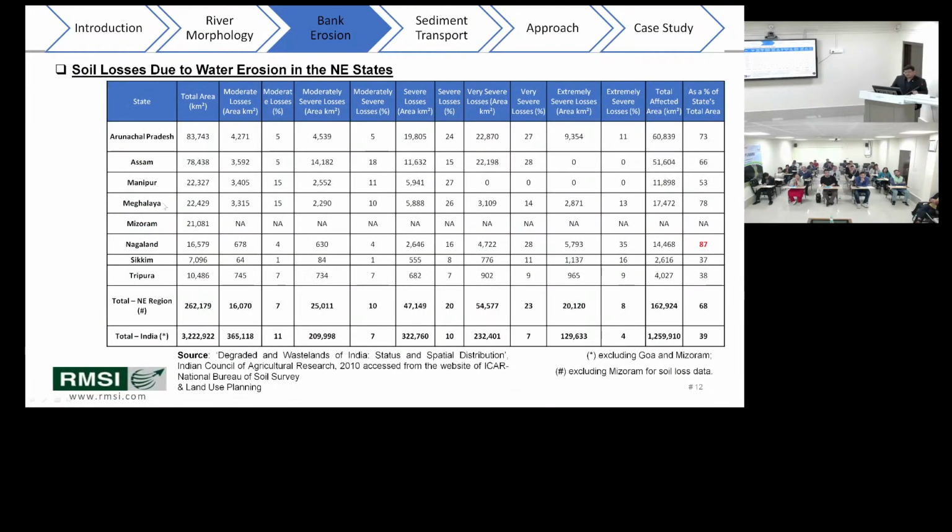The table shows the losses in the northeast which have occurred due to water bank erosion. From this table we found out that Nagaland is the place where most of the erosion is taking place. It is around 87%, and the total northeast region is getting 68% eroded. When we compared with the whole of India, how much soil is being eroded, it is around 39%. Here we have excluded Mizoram from this table as we didn't get the data.